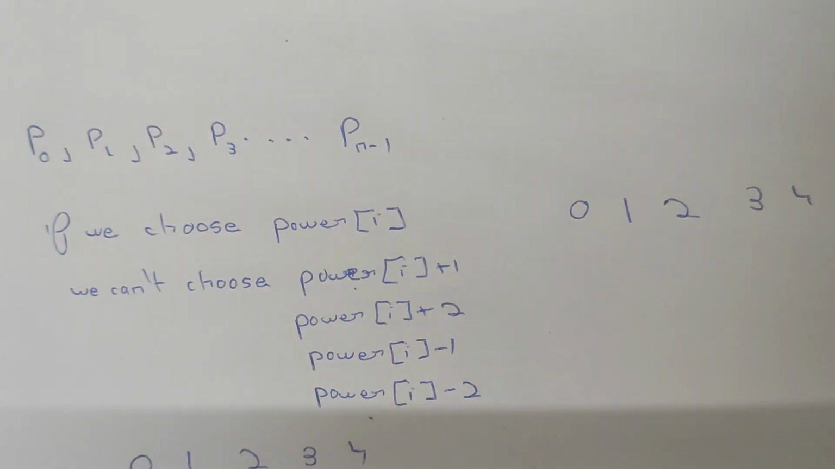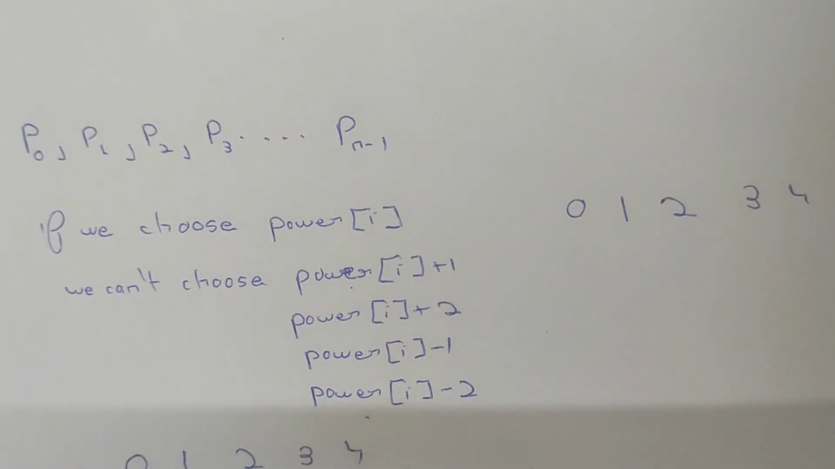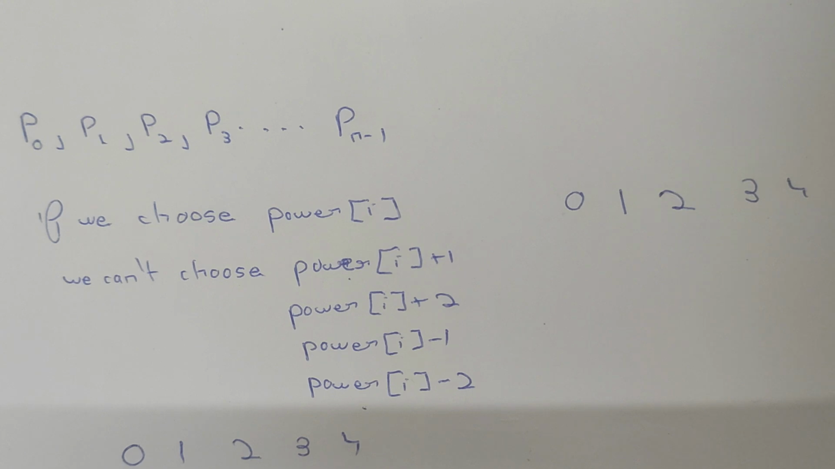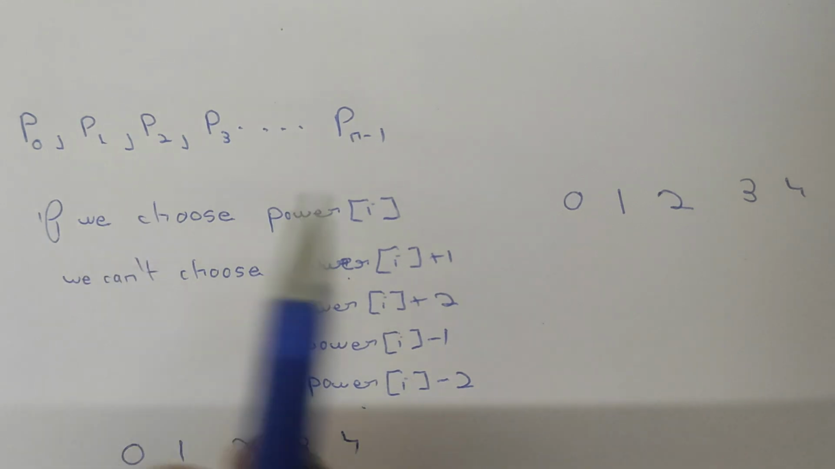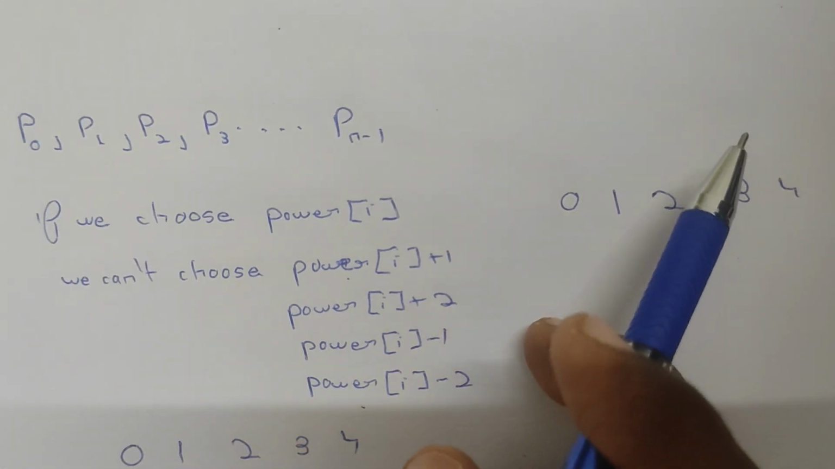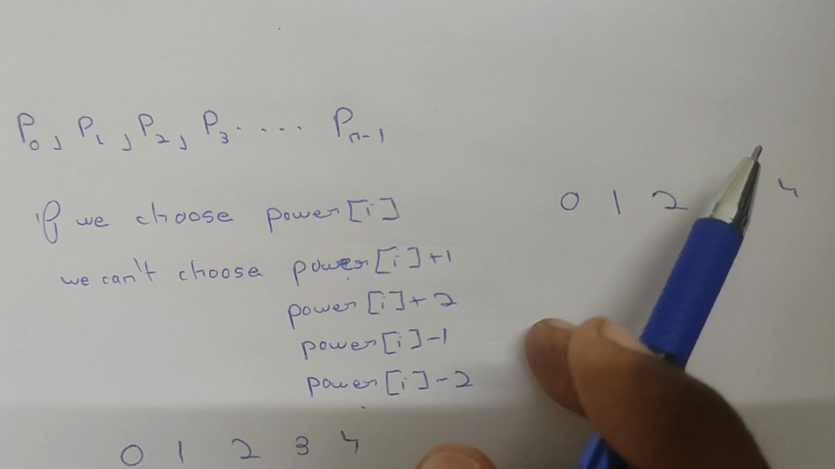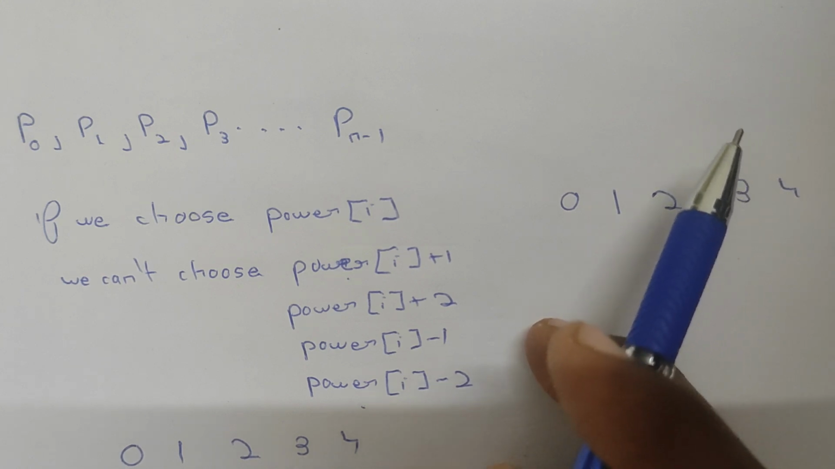Hello guys, in this video we are going to discuss the solution to the problem maximum total damage with spellcasting, which appeared in the Leetcode weekly contest 402. So in this problem we have been given an array of powers, and what we have to do is find the maximum possible sum of powers that we can choose.